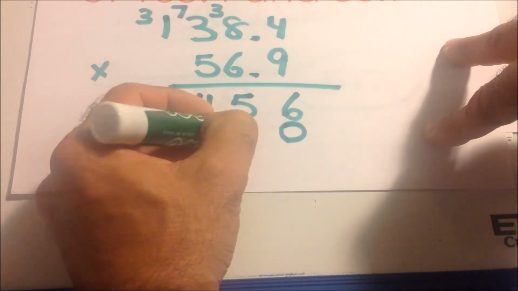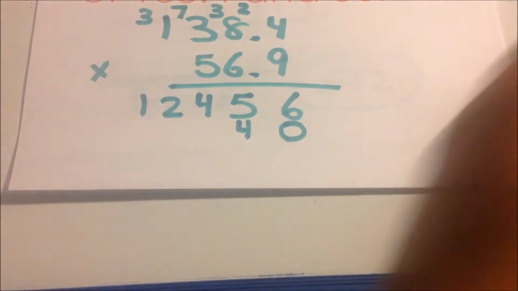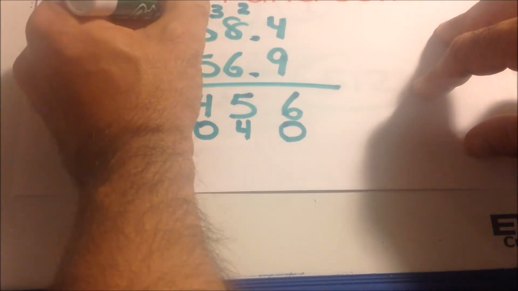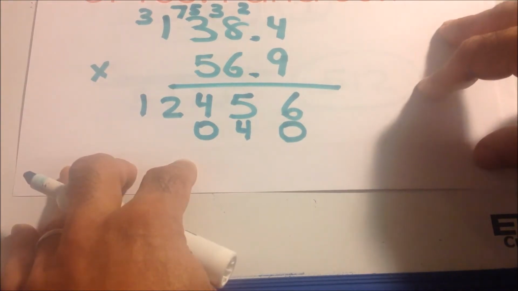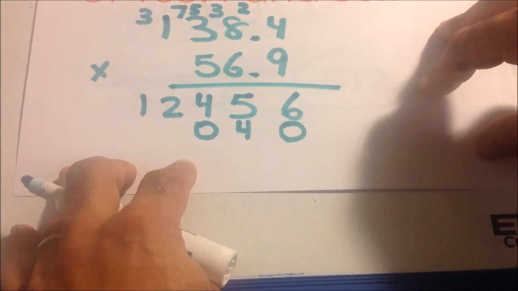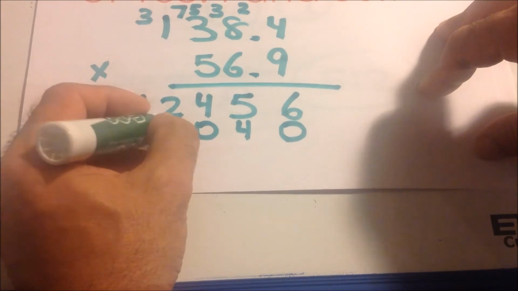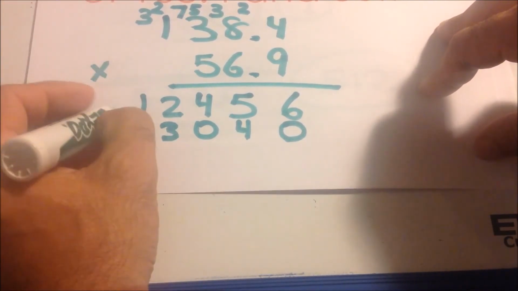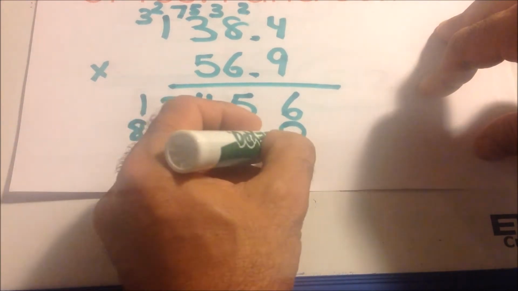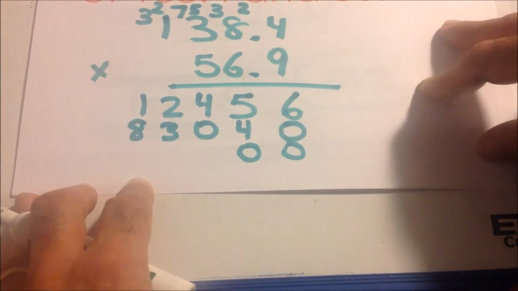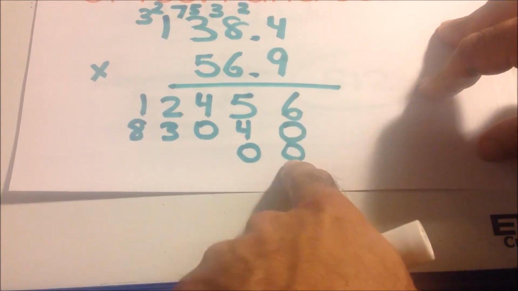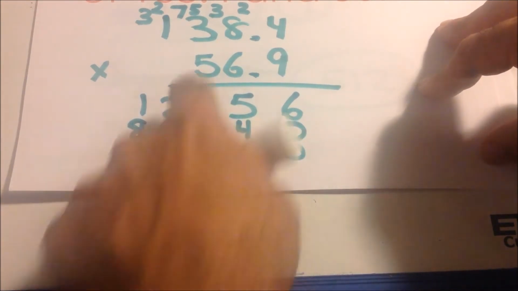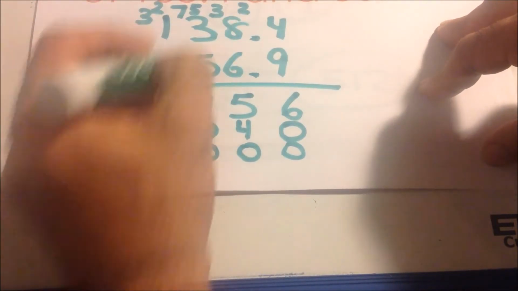6 times 4 is 24. 6 times 8 is 48, plus 2 is 50. 6 times 3 is 18, plus 5 is 23. 6 times 1 is 6, plus 2 is 8. Okay, now we have to put two zeros down here. Every time you get a different line, you have to add more zeros. 1, 2 zeros.